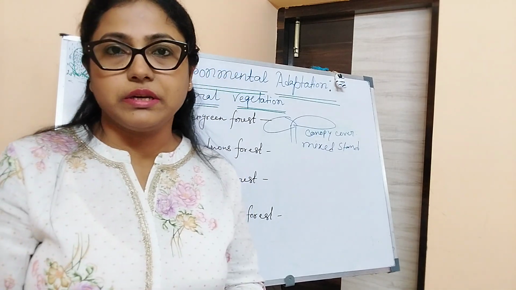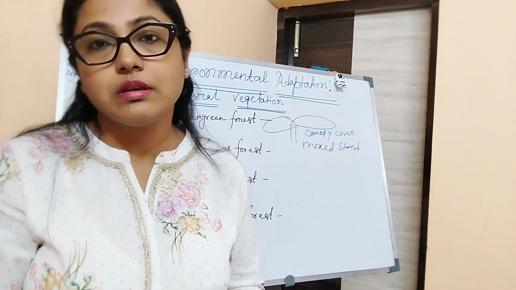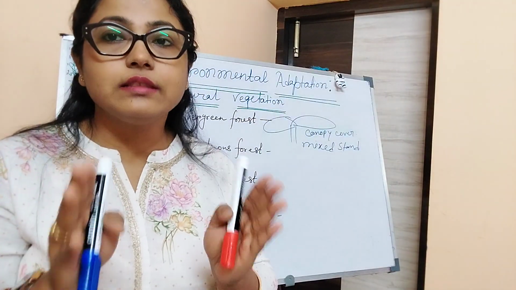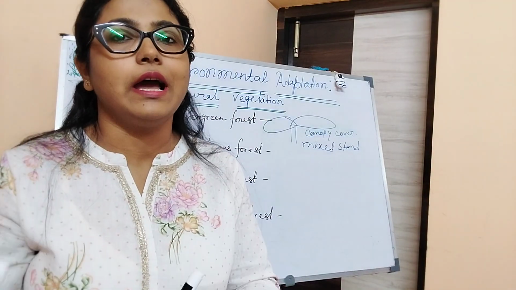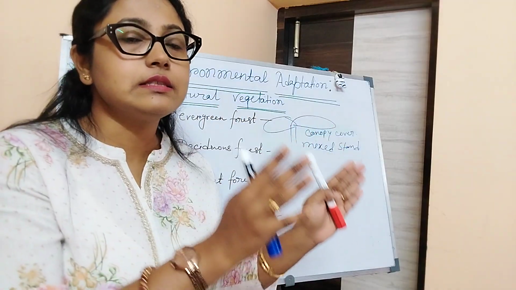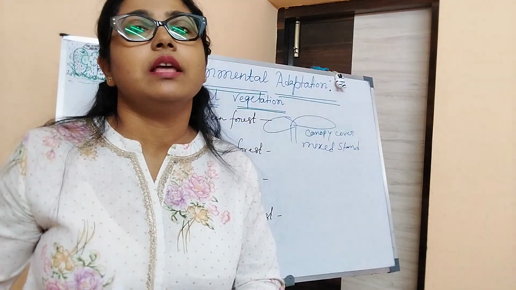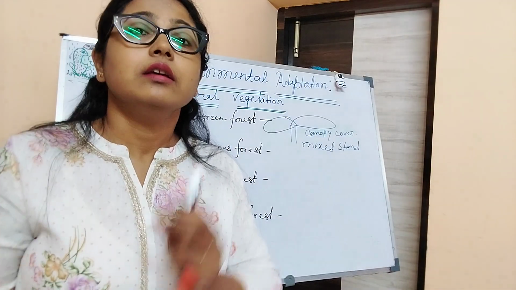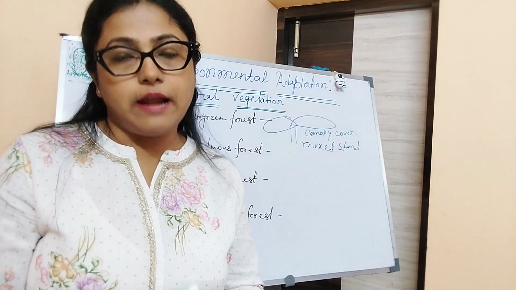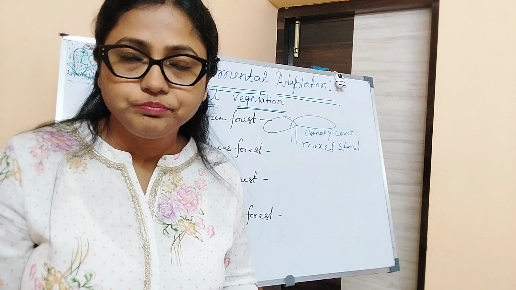Tropical monsoon climate. Most of the part of India is covered by deciduous forest. Now, what is the environmental adaptation? They shed their leaves during the dry season when rainfall is very less, when there is a scarcity of water. So they are shedding their leaves, what for? So that loss of water through transpiration will be reduced, and for that they are shedding their leaves. So this is one environmental adaptation.